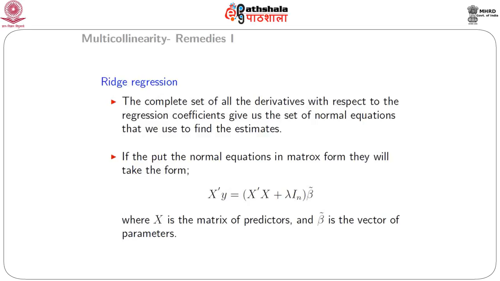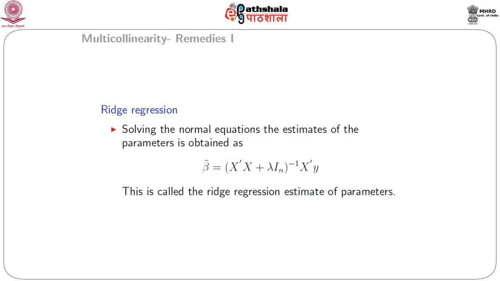So solving the above set of normal equations, the estimate of the parameters is obtained as beta tilde equals x prime x plus lambda times I n, whole inverse, x prime y. This is called the ridge regression estimate of the parameters. Now you can see that in case of ordinary least squares, this function takes the form beta hat equals x prime x whole inverse x prime y. And in case of ridge regression, since we had imposed a restriction and used the Lagrangian multiplier lambda, we have an additional term of lambda times I n.